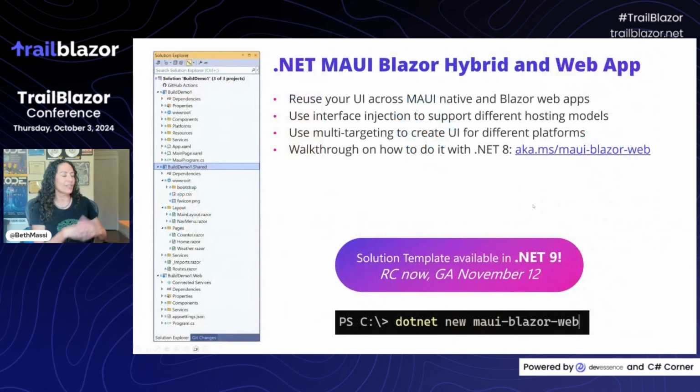Anyways, I just want to make sure that everybody's aware that this template is available in .NET 9 now. It was available in like preview 5. So if you have used it and you have feedback, I hope you've let us know already, or you can let me know now. If you want to use .NET 8, the walkthrough is AKMS MAUI Blazor Web.